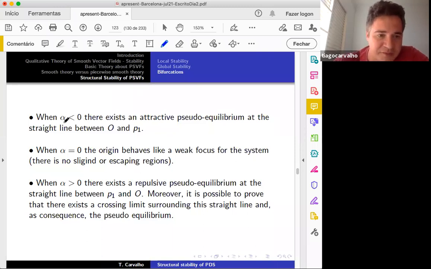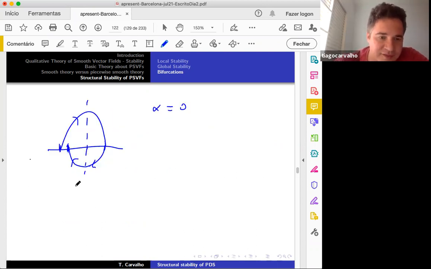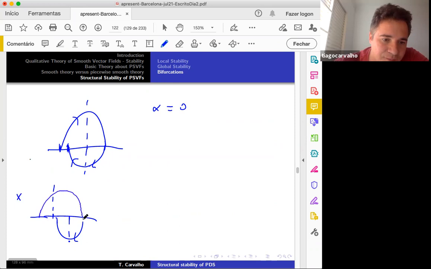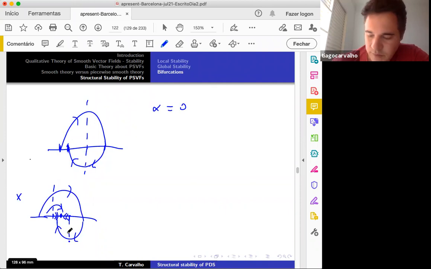When alpha is negative, what's happening here? This is the origin, okay? We are putting our X fold point here, okay? And a sliding region is appearing here, which contains an attractive pseudo-equilibrium. Okay, this can be done with a calculation using the sliding vector field. When alpha is zero, we have this case. Okay, this is the case where alpha is negative.